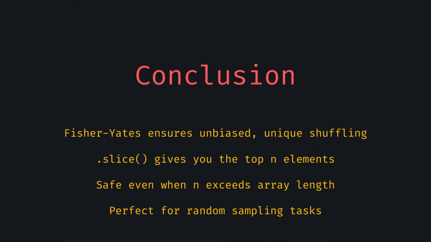Let's recap what we've learned. We've used the Fisher-Yates method to shuffle and slice to extract unique random elements. This approach is concise, flexible, and reliable for random sampling. Thanks for joining. Give it a try in your next JavaScript project.